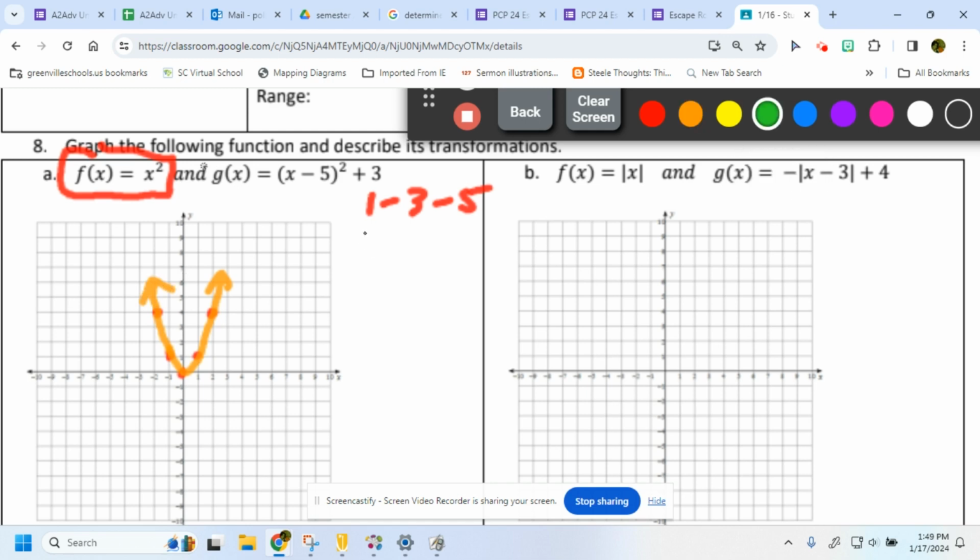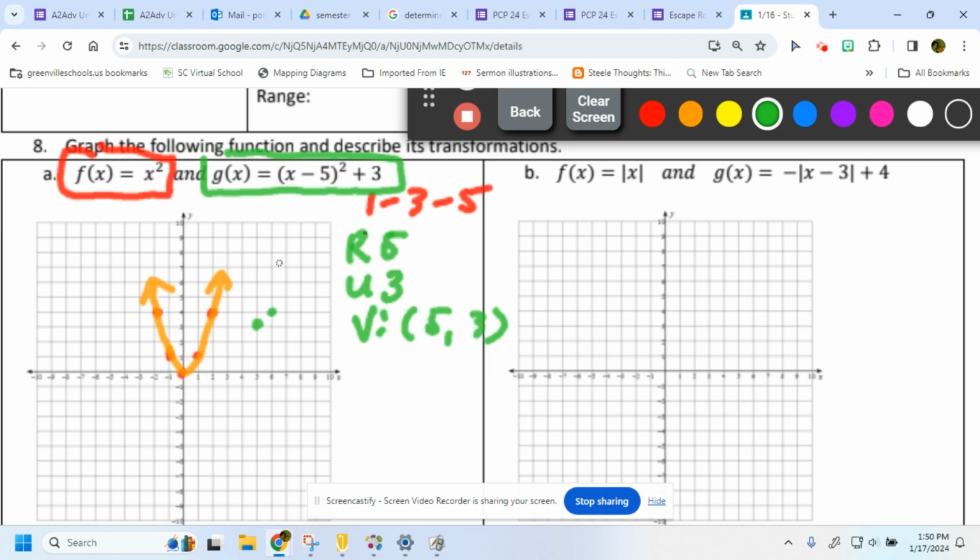If I do the g of x, it says there, the transformation is the x minus 5 tells you to go right 5. The 3 there means go up 3. Okay, so that means you're going to go right 5, up 3. 1, 2, 3. That green point is my vertex. The vertex now here is going to be 5 comma 3. And I'll do the same thing, 1, 3, 5. Up 1 over, 1, 2, 3 over, reflection, reflection there.